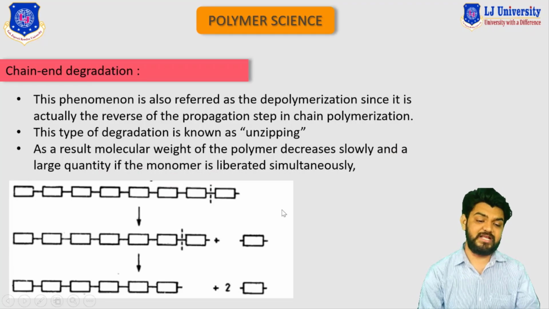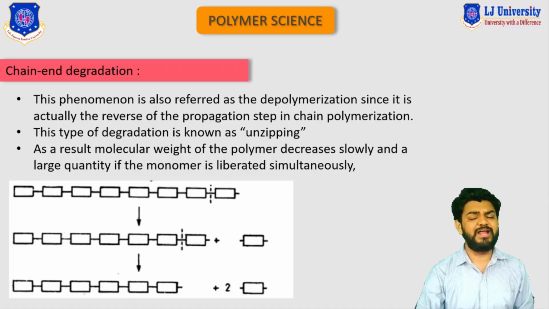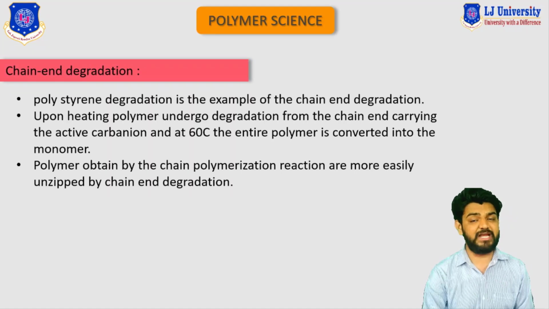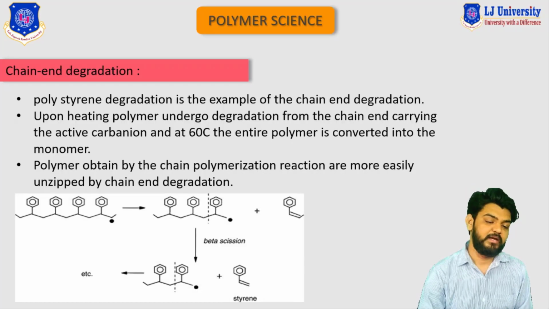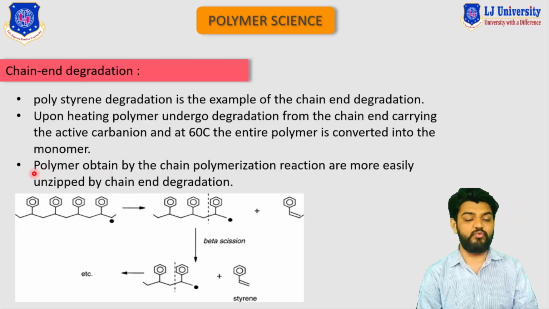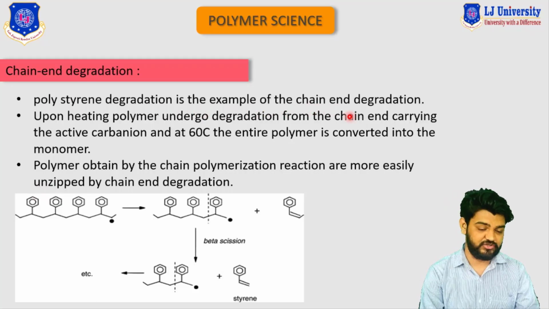As we have already seen in this image, this particular monomer is now liberated, and if we continue this degradation process, a number of monomers will be simultaneously released. Now let's understand the same thing, that is the chain degradation process, with the example of polystyrene. Here in this image you can see that we have the polystyrene monomer. Here in this image you can see that we have the polystyrene polymer.